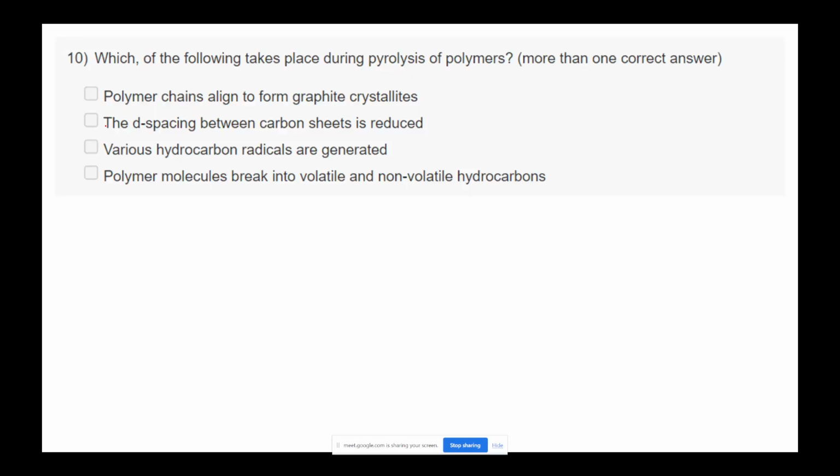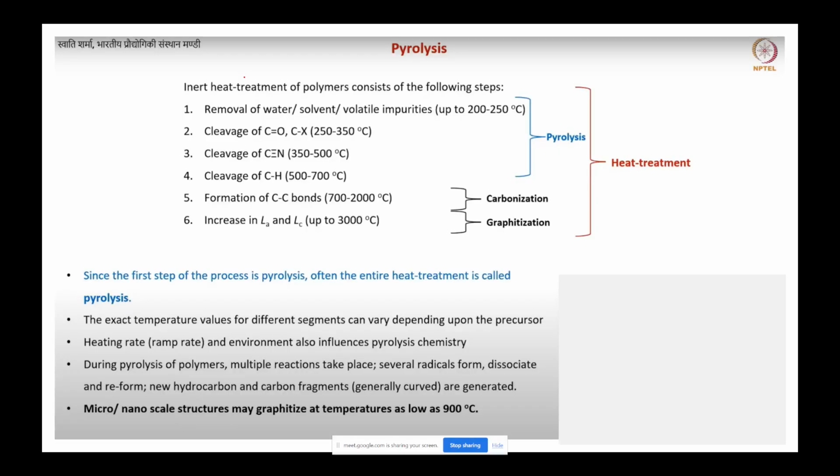Okay, so let's move to the next question. Which of the following takes place during the pyrolysis of the polymer? Again the same, I think these questions we are getting again and again. Polymer chains align to form graphite crystals. The d-spacing between the carbon sheets is reduced. Various hydrocarbon radicals are generated. Polymer molecules break into volatile and non-volatile hydrocarbons. So what could be the answer? More than one could be correct.